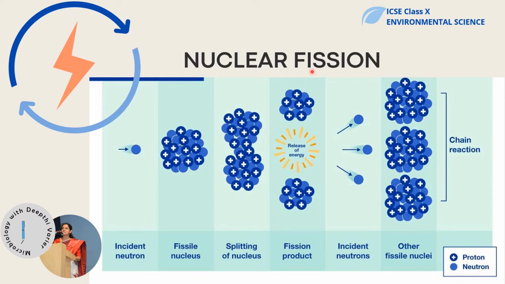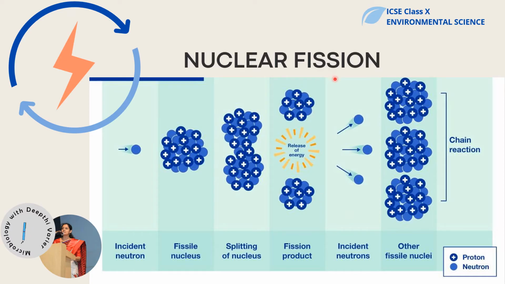Now, nuclear fission is a reaction where we are splitting an atom. Usually it's an atom of a radioactive element like uranium. So we take the atom, and the atom is split open, or you are breaking up the atom, and because of the breaking up of that atom, there is so much heat that is being generated, which is then used to produce steam, and that steam runs turbines which drive a generator, and finally we get electricity. So that's how nuclear fission works.